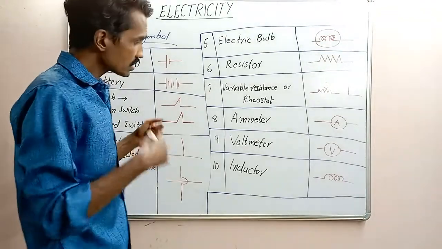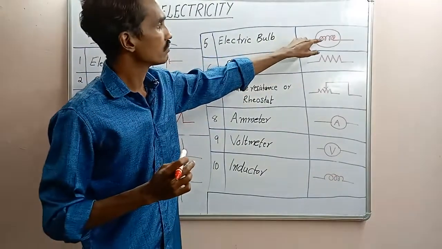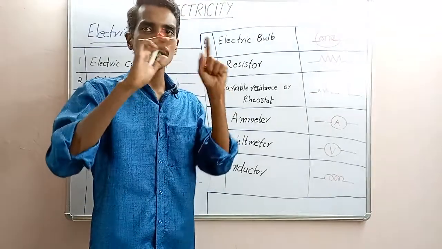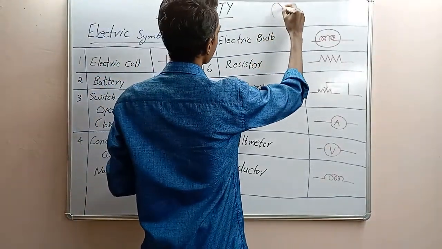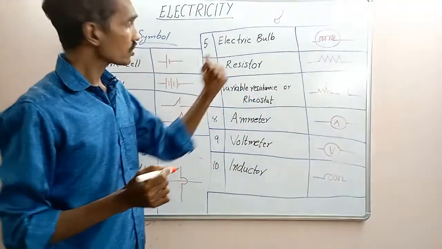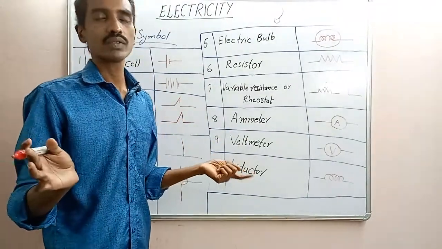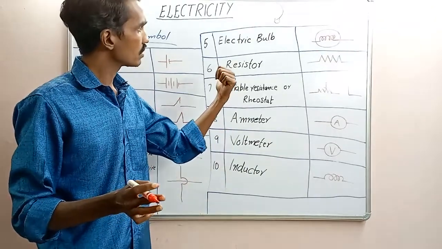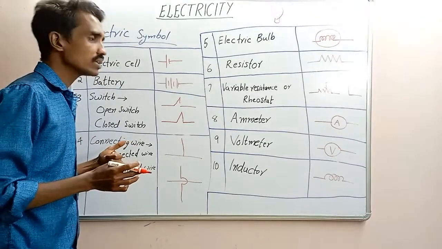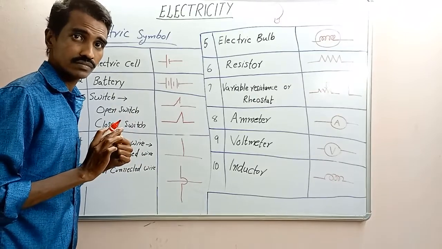What is the purpose of electric symbols? Suppose an electric bulb is there. To draw the bulb like this, so much space is needed. So we use electric symbols instead of the original diagram or original figure.